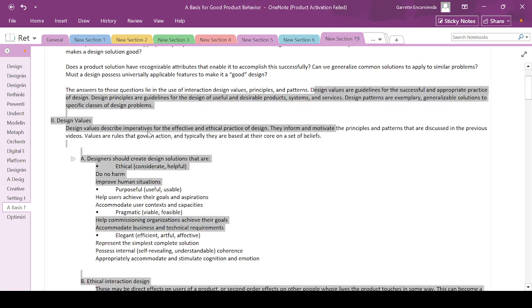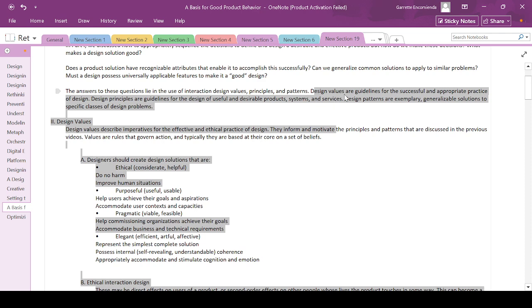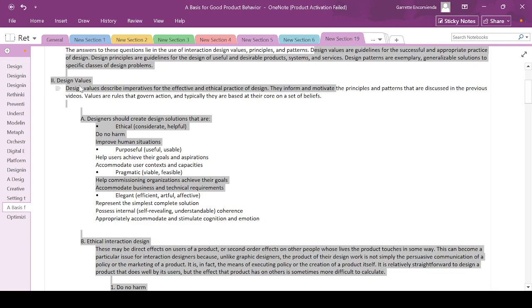Again, design values are guidelines for the successful and appropriate practice of design, while design principles are guidelines for the design of useful products. So practice, then guidelines for usefulness, and a pattern is a generalized solution to a context problem. Design values describe imperatives for effective and ethical practice of design. They inform and motivate the principles and patterns that were discussed in the previous videos.